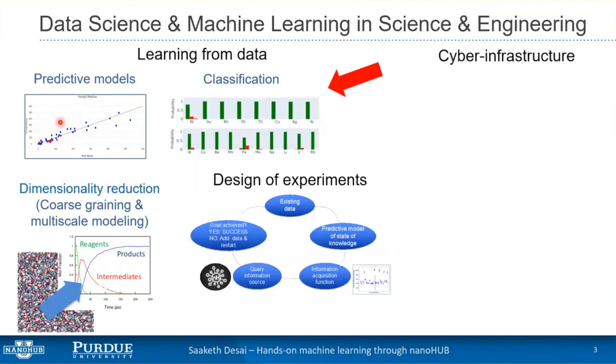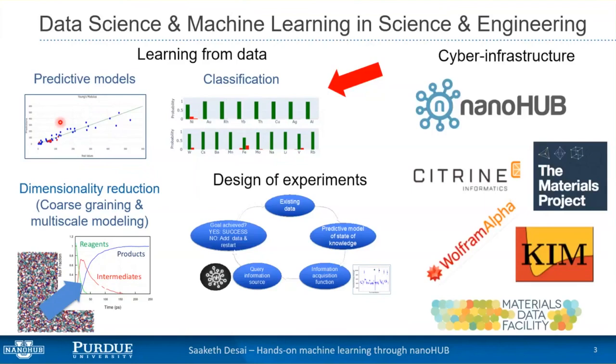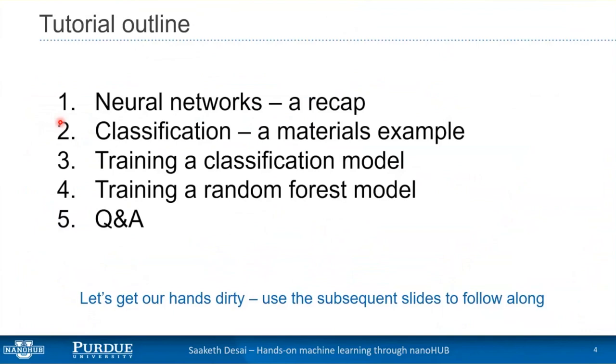As always, we will continue to use nanoHUB as our cyber infrastructure to test out these models, to play with them. And in this session specifically, we will also use Citrination, the database from Citrine Informatics, to get some data and train some models as well. So that is the outline for today.